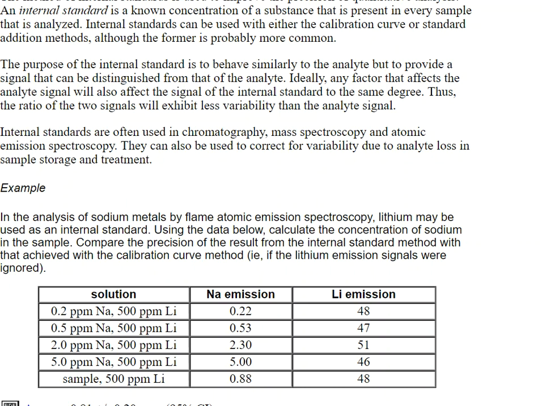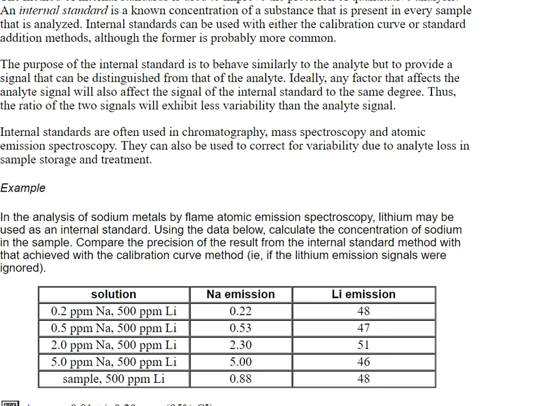So the example problem says, in the analysis of sodium metals by flame atomic emission spectroscopy, lithium may be used as an internal standard. They're similar. Look at them on the periodic chart, right? Look at their locations. Using the data below, calculate the concentration of sodium in the sample. Compare the precision of the result from the internal standard method with that achieved with just a calibration curve.